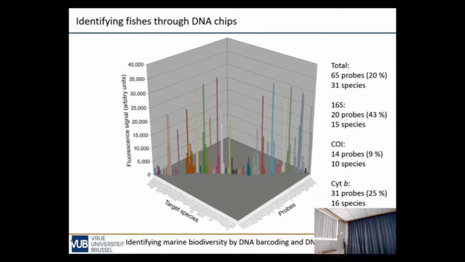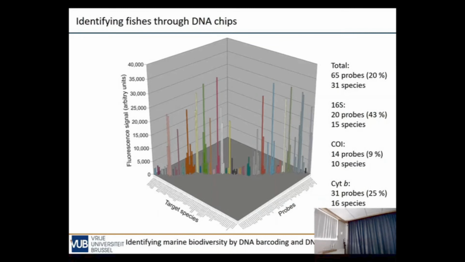So with these 65 probes, we got true positive signals, but what you also can see is there's a huge variation in signal strength. Some probes give a very weak signal, others give a very strong signal. And this causes problems if you want to quantify, because you not only want to know which species is in there. If you have a mixed sample, you also want to know how much. And this makes it difficult, this difference in signal strength.